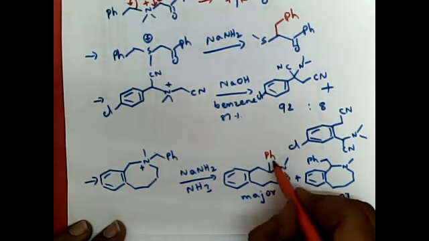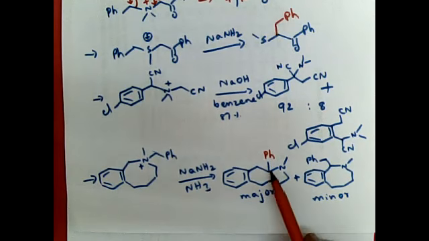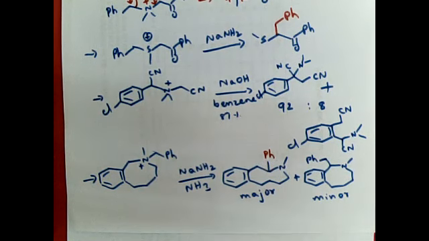This is the Ph. I did miss this Ph group. Please take that. This is the Ph group. And there is a mistake also. Actually, this is the benzylic carbon which is migrating, not this ring. Okay, I'll write this.